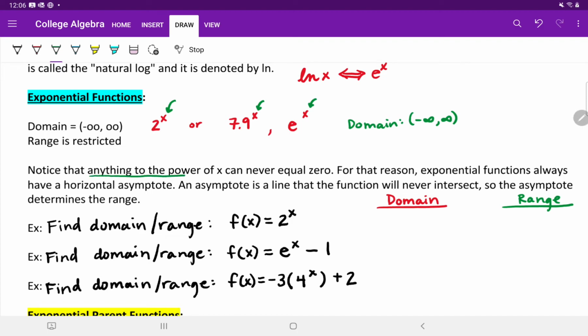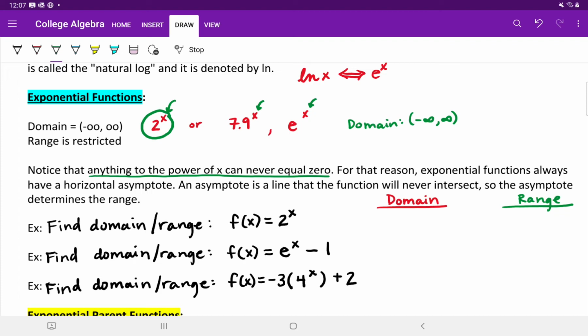Anything to the power of x can never equal 0. Think about it. Take this first example, 2 to the x power. We could never make this equal 0, no matter what we put in for x. So if we put, let's say, a really big number in for x, you'd get 2 to the power of some huge number. That would give you some really massive y value. If we put 0 in for x, that would give us 2 to the 0 power, which is 1. Anything to the 0 power is always equal to 1.